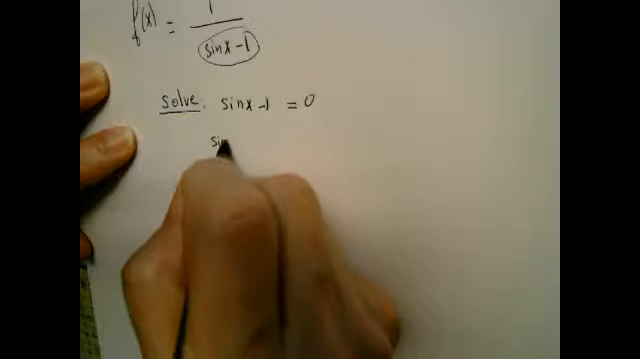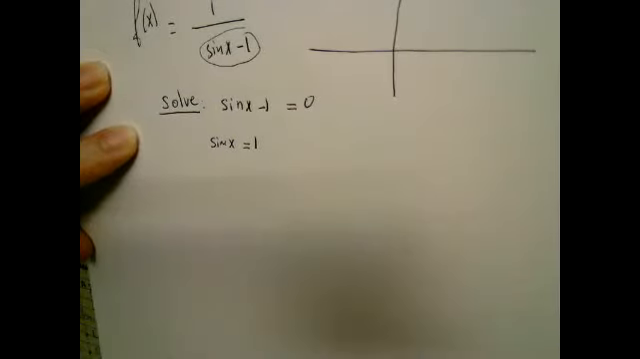So we need first to solve sin x minus 1 equal to 0, and then we have to remove all those values. So the question is, when is sin x minus 1 equal to 0? This occurs when sin x equal to 1. And now, when is sin x equal to 1?